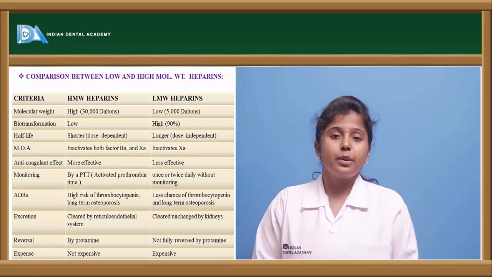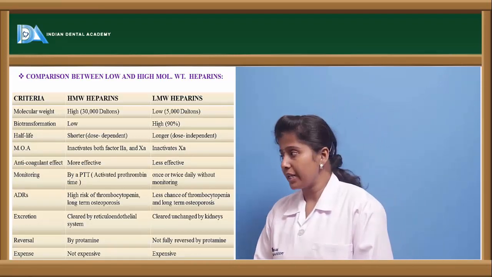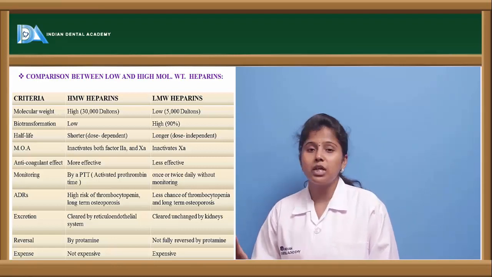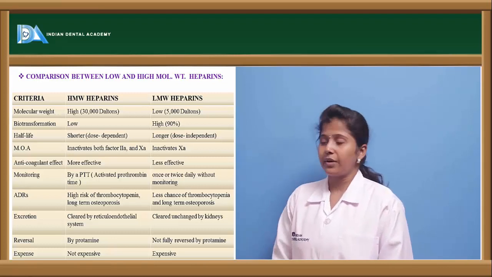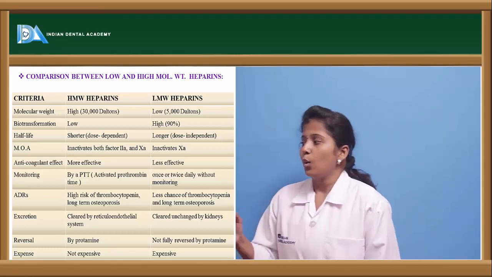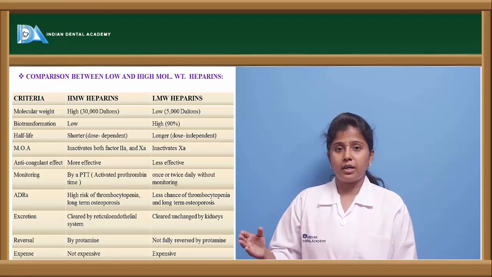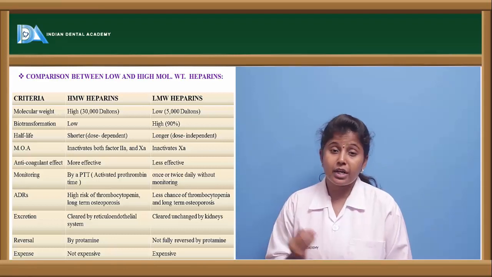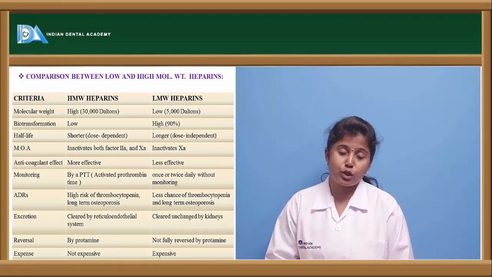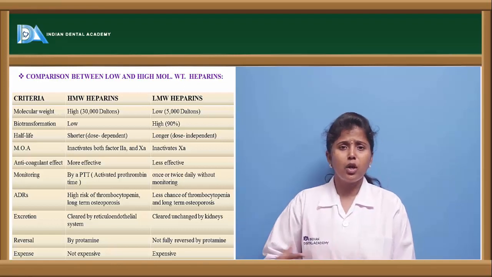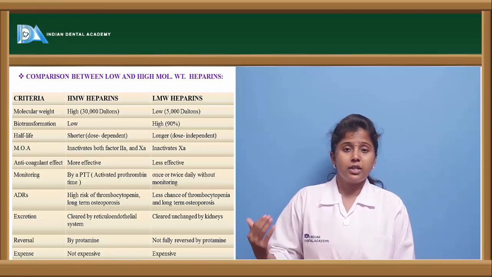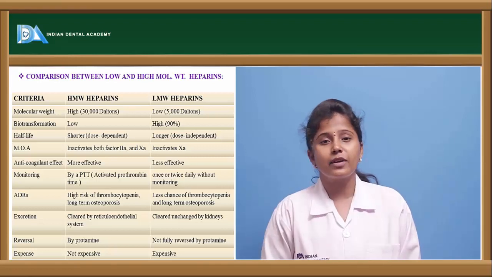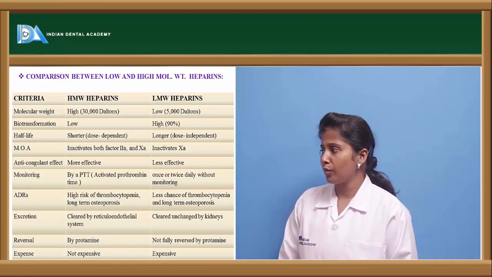Let us see the comparison between low molecular weight heparin and high molecular weight heparin. The molecular weight of high molecular weight heparin is more, about 30,000 daltons, and low molecular weight is about 5,000 daltons. When compared to the low molecular weight heparins, high molecular weight heparins have low biotransformation, in the sense they undergo low metabolic reactions, because of the long chain in the structure they undergo very little metabolism when compared to low molecular weight heparin. And the half-life of high molecular weight is short when compared to low molecular weight.